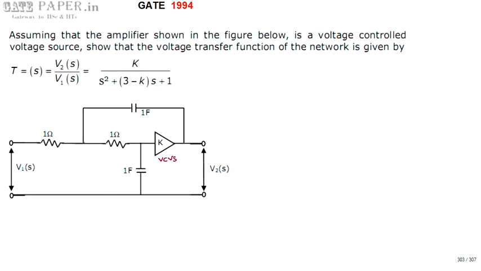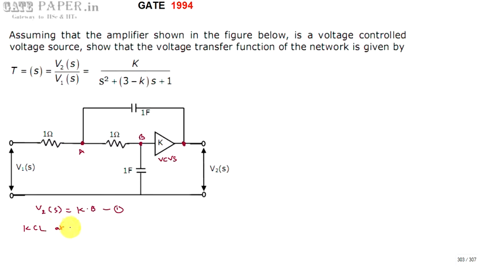Assume the nodes present over here are A, and this is node B, which is the input to the amplifier. So the output of the amplifier is this point, that is V2 of S. So the first step, we can write V2 of S is equal to K times B. This is the first equation.